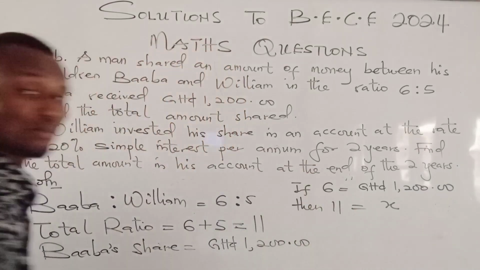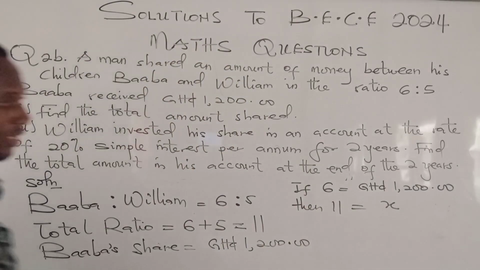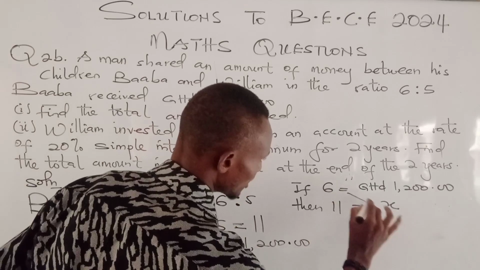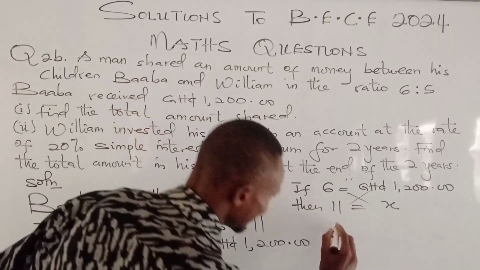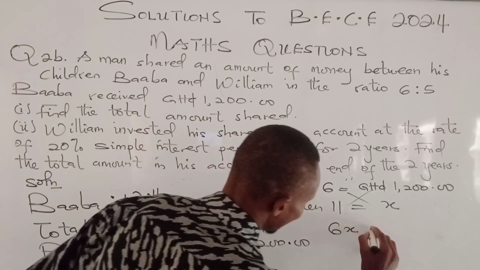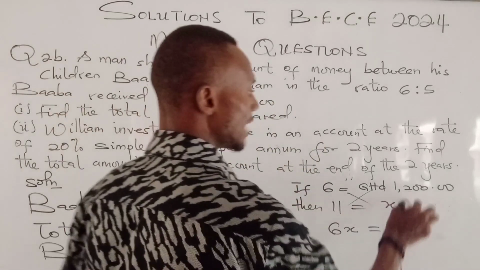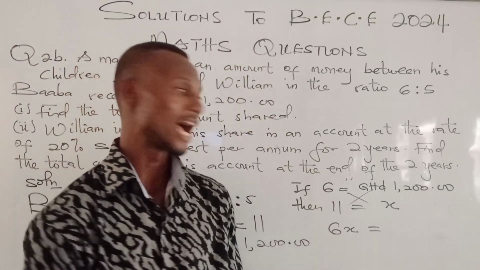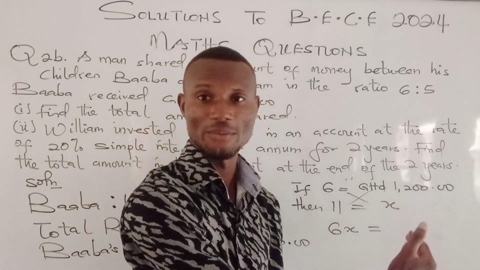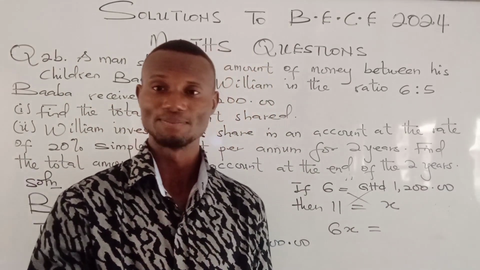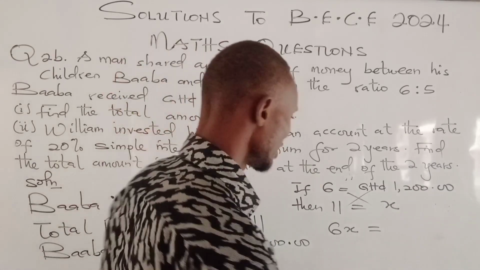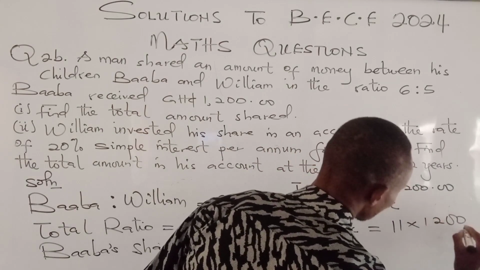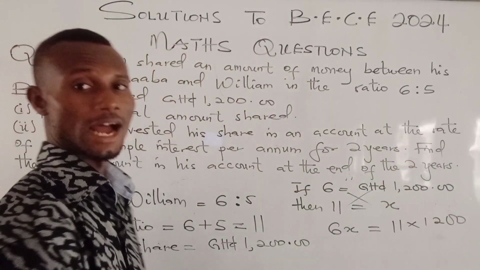I need more space to continue, so let me continue from here before I come to this side. So we are going to cross multiply. So 6 times s is going to give me 6s equals 11 times 1200. I don't want to work with big values, so I'll just write 11 times 1200 there so that the simplification can be easy. So let's go ahead. It's going to be 11 times 1200, and I hope you understand up to this point.